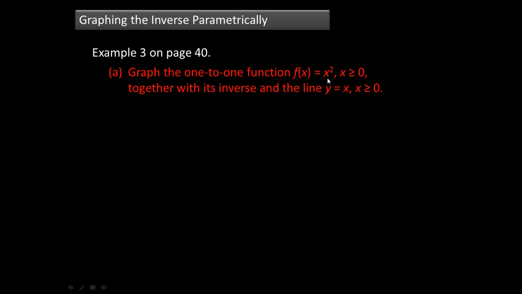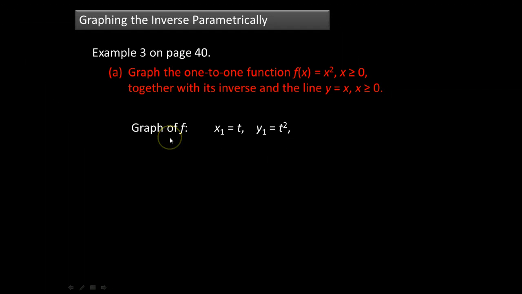It's a parabola which is not one-to-one on its entire domain, but when we restrict its domain to be greater than or equal to 0, we now have a one-to-one function we can work with. So we're going to graph that function. We're going to graph its inverse, and we're going to graph the line y equals x.